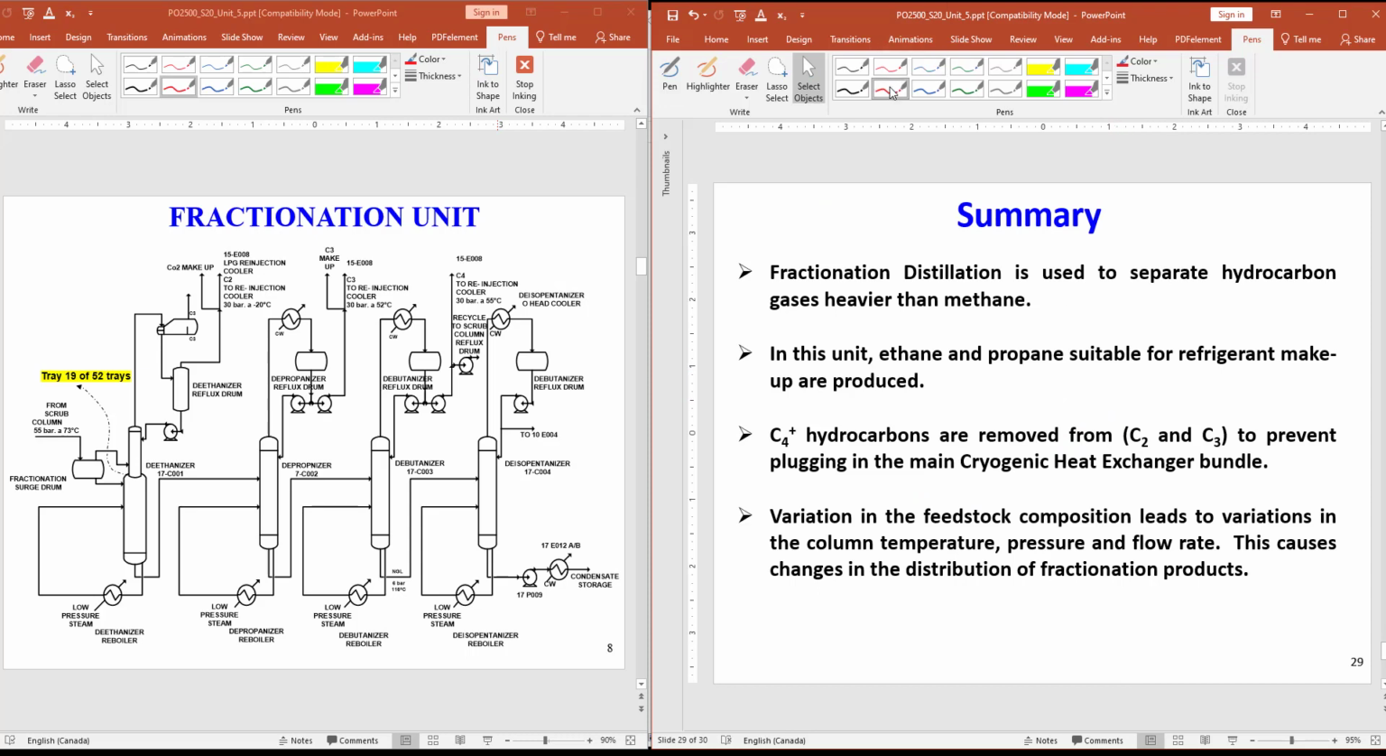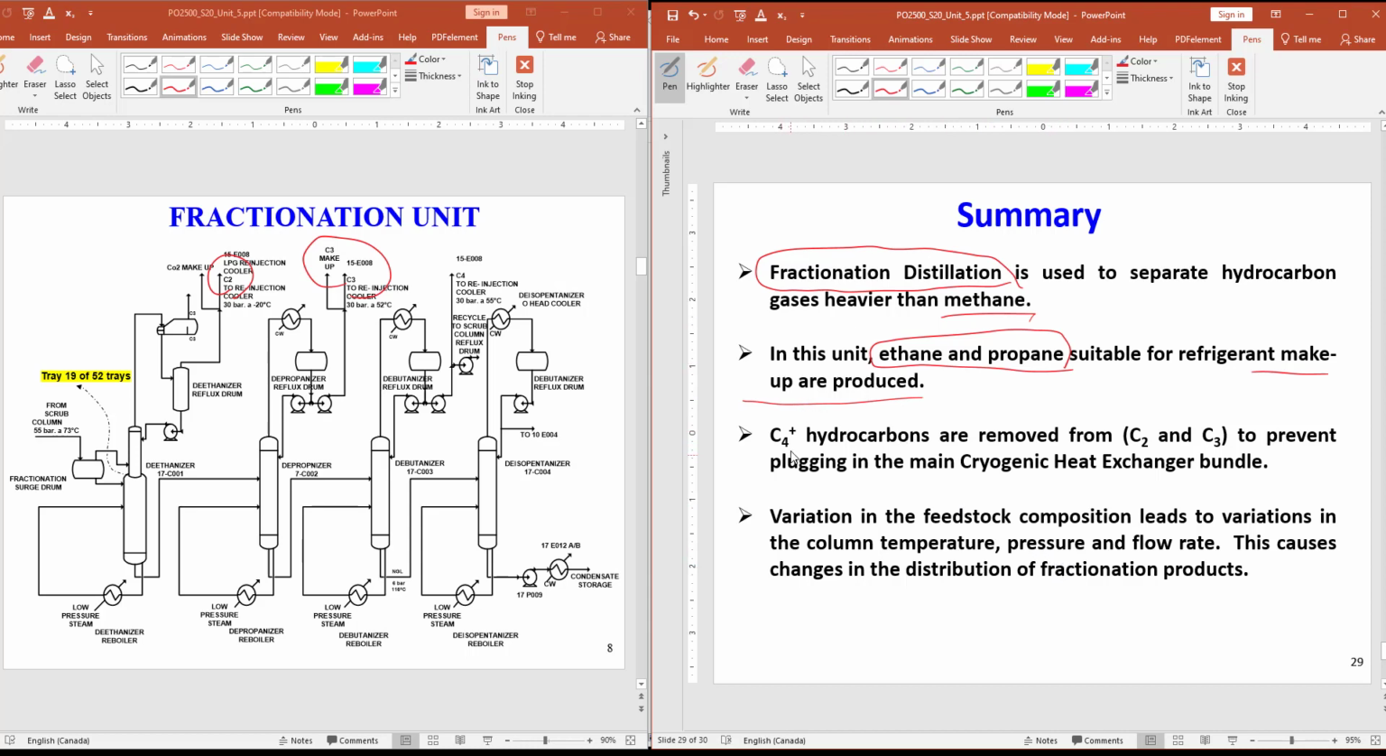And finally, here is a summary of this unit. We learned about the fractionation unit, which we also call fractionation distillation, to separate a mixture of hydrocarbons heavier than methane from each other. In this unit, you see that we separate ethane in the De-ethanizer and propane in the De-propanizer. Those are the refrigerants that we use in the liquefaction unit, so they can be used as makeup for the refrigeration unit.